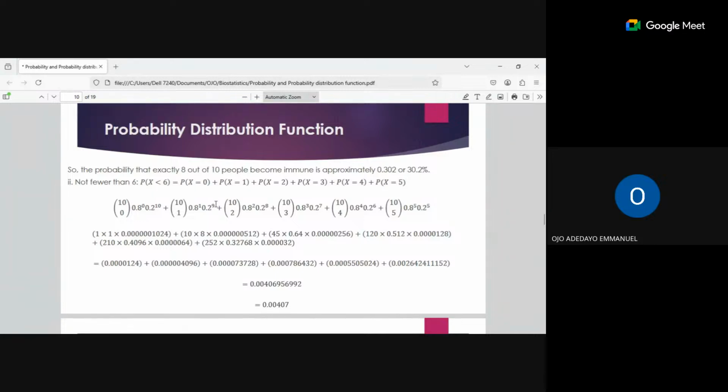You know how I got my 9? 10 minus 1. Because by the time you do 9 plus 1, you will still have this 10. By the time you do 10 plus 0, you will still have this 10. That is what I was saying the other time. Now, 10 combination 2 is 0.8 raised to the power 2 times 0.2 raised to the power 8. 2 plus 8 will still give you 10. Plus, when X is equal to 3, we have 10 combination 3, then 0.8 raised to the power of 3 multiplied by 0.2 raised to the power of 7. 3 plus 7 we still have 10. Then plus 10 combination 4, which is 0.8 raised to the power of 4 times 0.2 raised to the power of 6. 4 plus 6 will still give you 10. Plus the last one, 10 combination 5, which is 0.8 raised to the power of 5, 0.2 raised to the power of 5. 5 plus 5 will still give you 10.